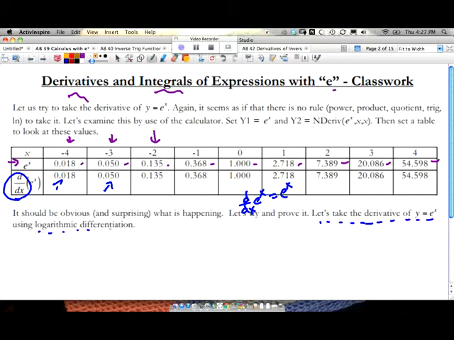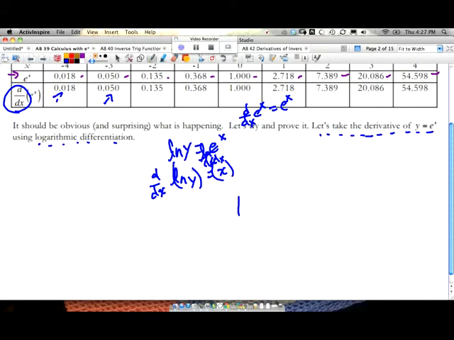Just to confirm it, let's do the derivative of e to the x using logarithmic differentiation. That means using logs and such. If I were to start with y equals e to the x and then take natural log of both sides, I would get natural log of y equals x. Then let's take the derivative of each side, d/dx of everything. The derivative of x with respect to x is just 1. And here, it's 1 over y times dy/dx. We've got some implicit differentiation here.